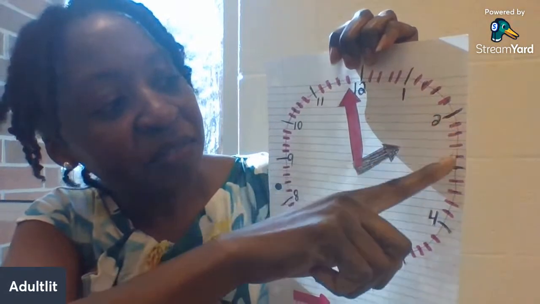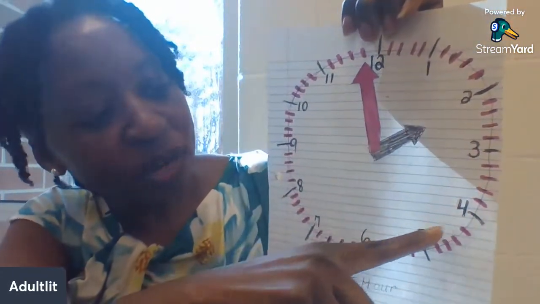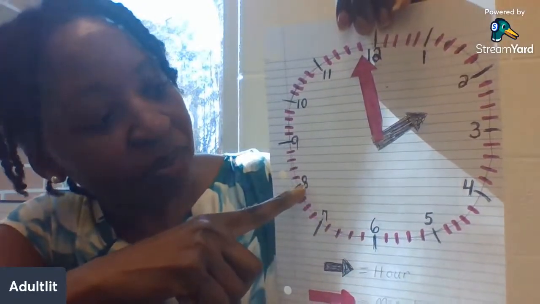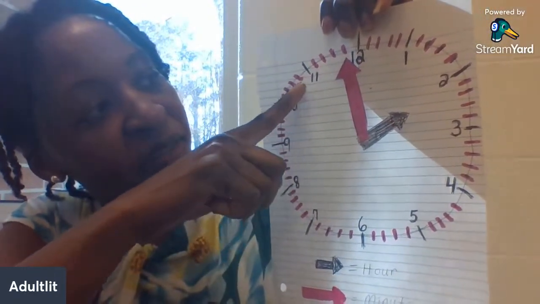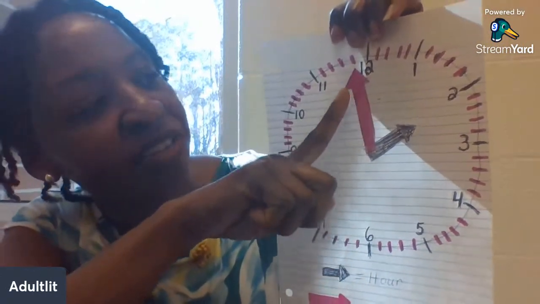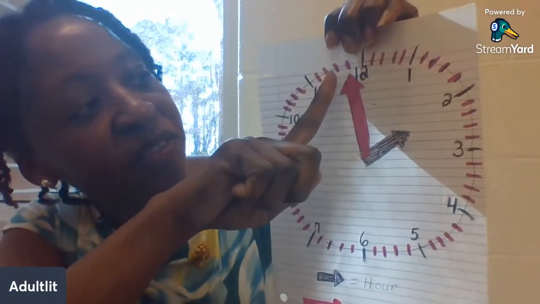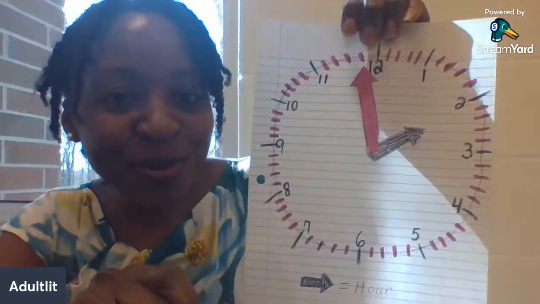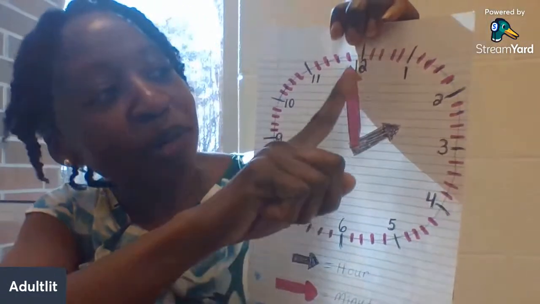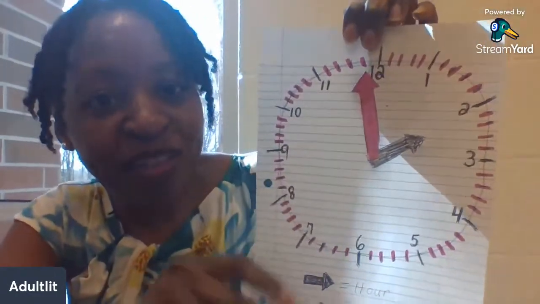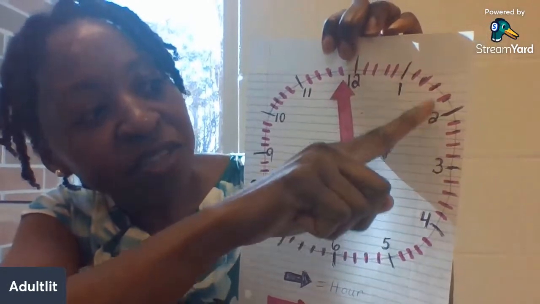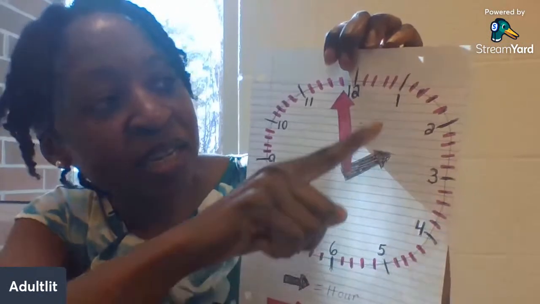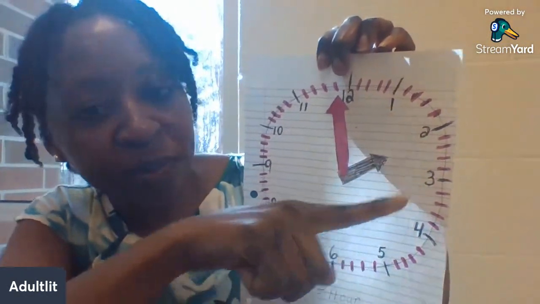Let's see how many minutes this is. 5, 10, 15, 20, 25, 30, 35, 40, 45, 50, 55. Now let's count the notches. 56, 57, 58, 59, okay? It is 2:59 because I'm 1 minute before the 12. You see, each of these pink notches represents a minute, and there's 5 minutes in between each hour number that's there.